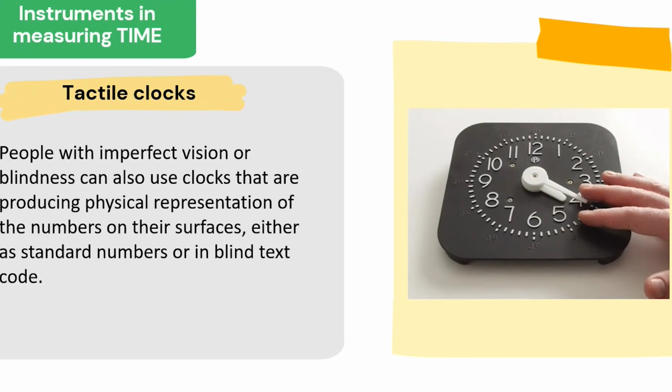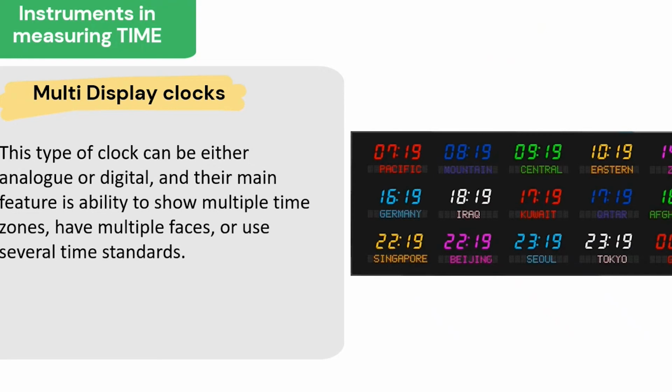Tactile clocks. So, ang gumagamit nito is yung merong mga imperfect vision or mga blind. So, makikita sa picture na merong braille, and in that way, matutulungan sila or mas makikita or malalaman nila kung anong time na nga ba ng araw. Multi-display clocks. So, nakikita naman sa picture, kumbaga, common to sa airport, meron din sa mga hotel, nakikita yung different time zones ng iba't ibang bansa or lugar.